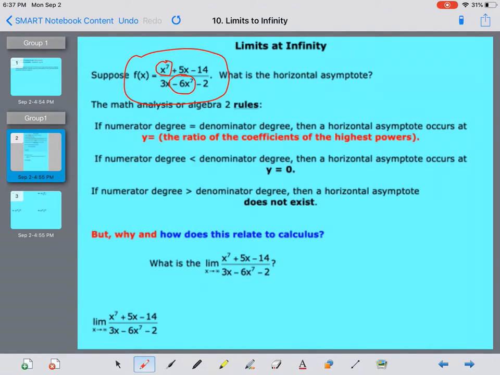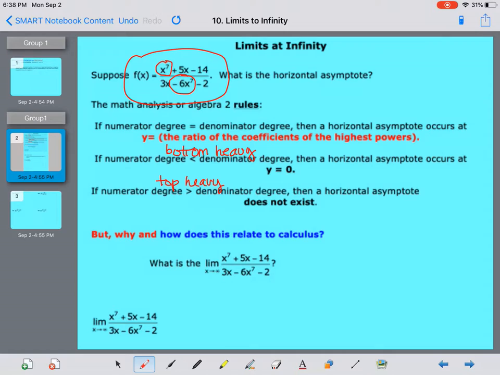The second rule said if the degree of the numerator was less than the degree of the denominator, then the horizontal asymptote occurred at y equals 0. We call this bottom heavy. That just means we have more going on in the denominator. And the third one said if the numerator degree is greater than the denominator degree, then the horizontal asymptote did not exist. This is what we consider to be top heavy when it comes to the highest exponent.